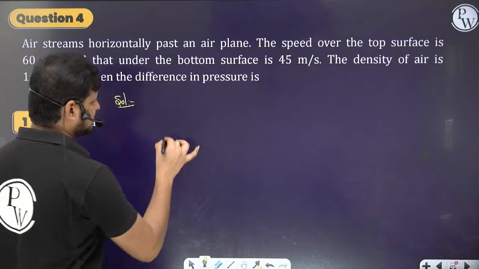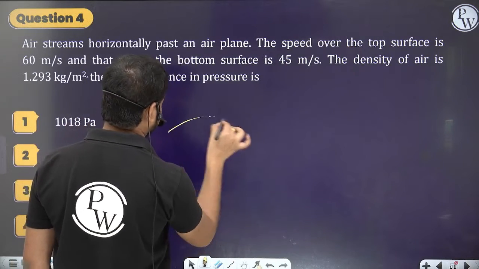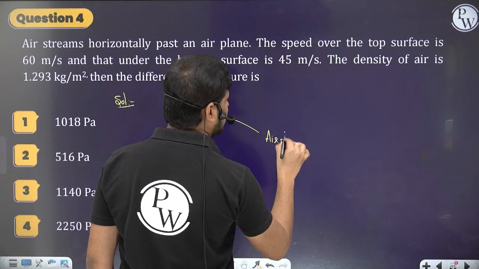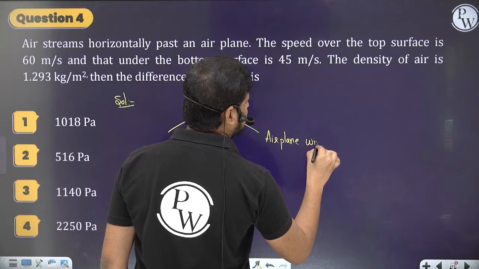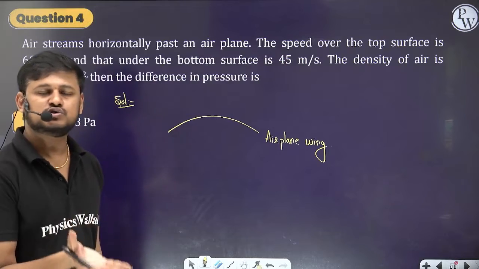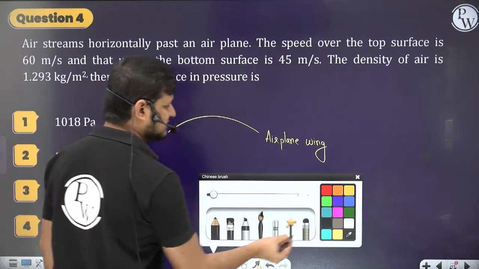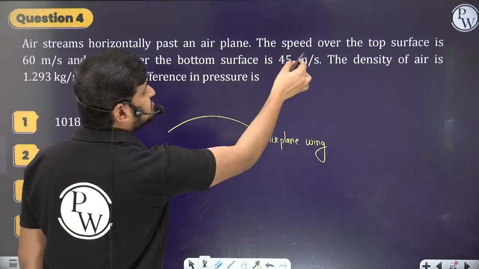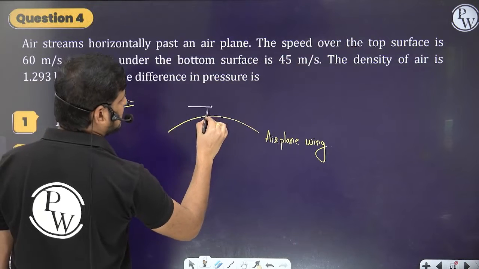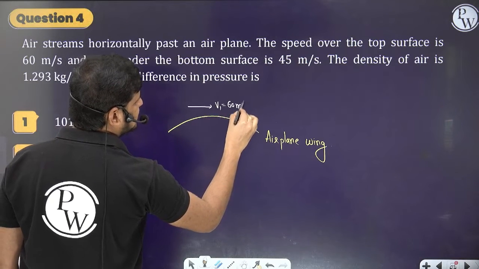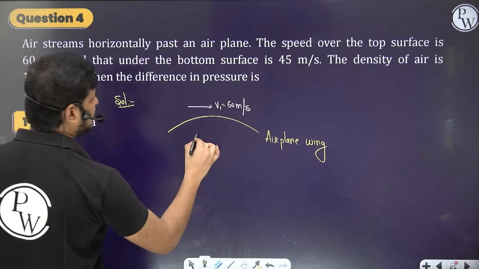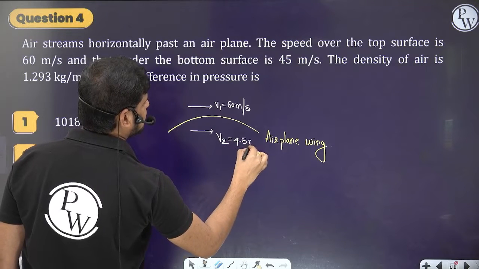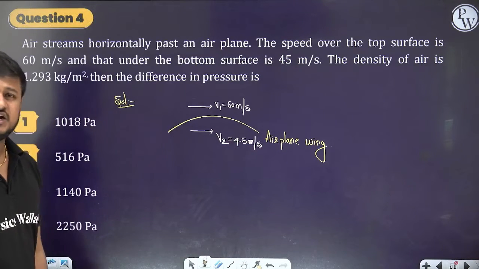So first understand the concept. Let's suppose this is an airplane wing. For the airplane wing, where should the pressure be more? To fly, obviously the pressure at the bottom will be more, guys. They said the speed over the top surface is 60 meter per second, so let the speed here be V1, 60 meter per second. The speed at the bottom, V2, is equal to 45 meter per second.